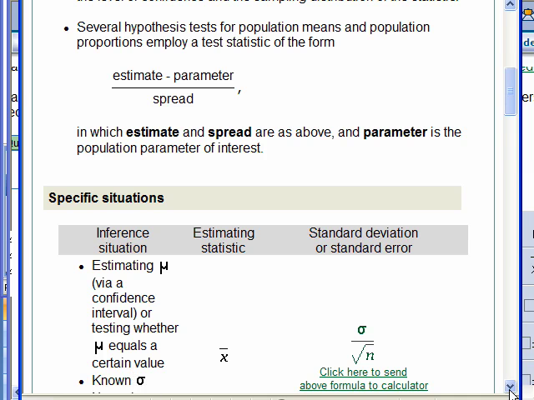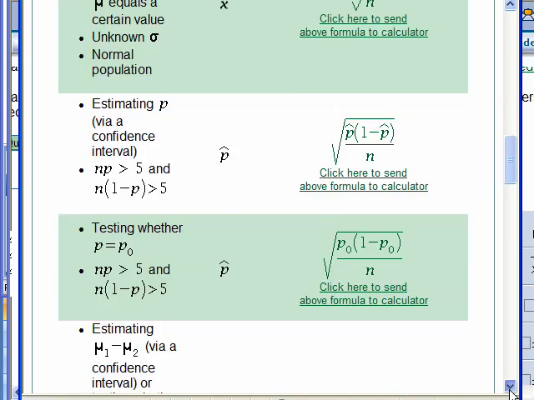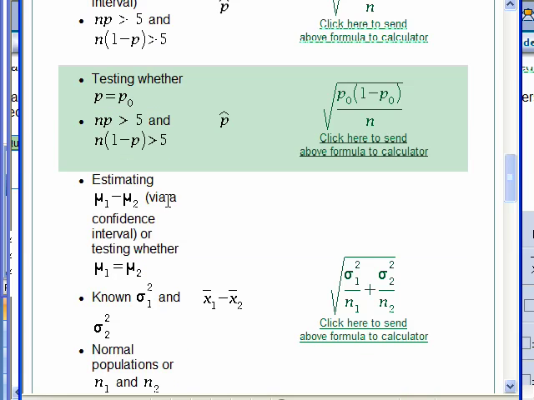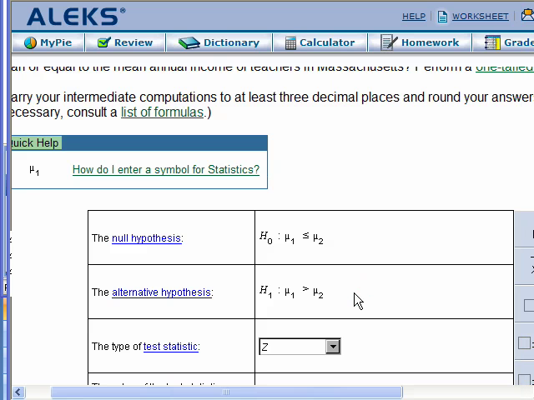But in our case, it's the difference between two populations, so we need to find that one. So here we go, estimating mu1 minus mu2, and the standard deviation is known. Here that's the variance. So here they tell us the variance, sigma 1 squared and sigma 2 squared. So whenever they're known, this is the formula we use for spread. So I'll click on that, and then I'm going to plug in those two population standard deviations that they gave us in the problem.